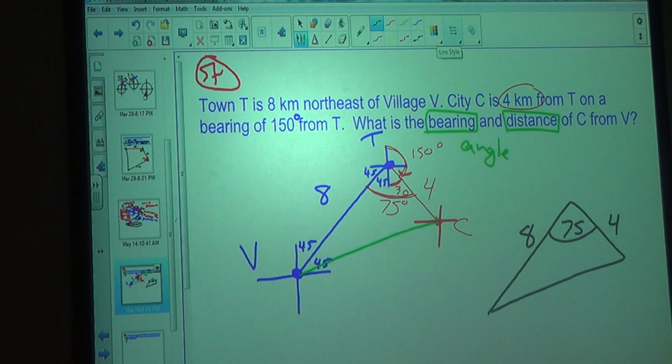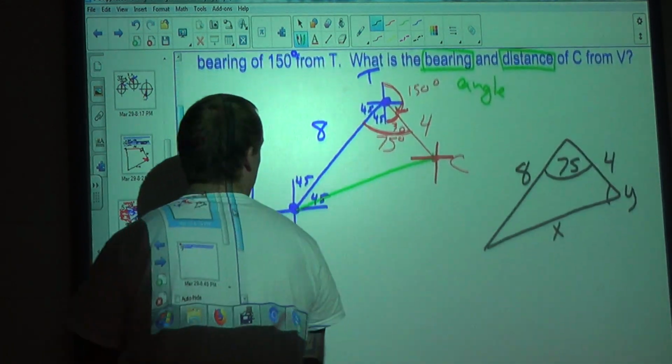It makes it a little simpler. I want to find the distance, so I want to find this value over here, x, that's the distance. And then the bearing would be like the angle. So we're probably going to have to find this angle, we'll call it angle y. Okay? So again, law of cosines, two sides of the angle, so I'm going to use law of cosines first.